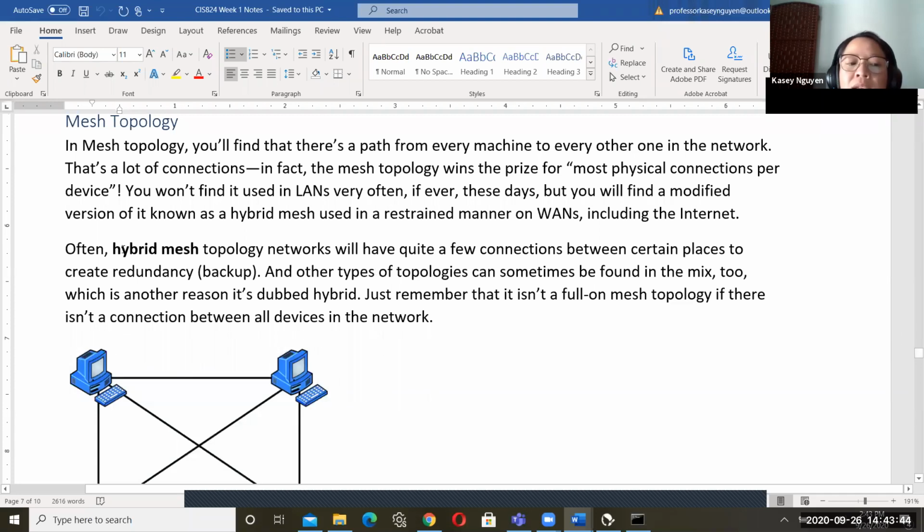Often you would see some backup systems would use hybrid mesh in a network environment, where you would have multiple connections to that backup system where it backs up all the data, and then it would connect out to another system to back up its backup. So you do have some hybrid mesh, which is a combination of a bus with the mesh and with less connection, like a full mesh.